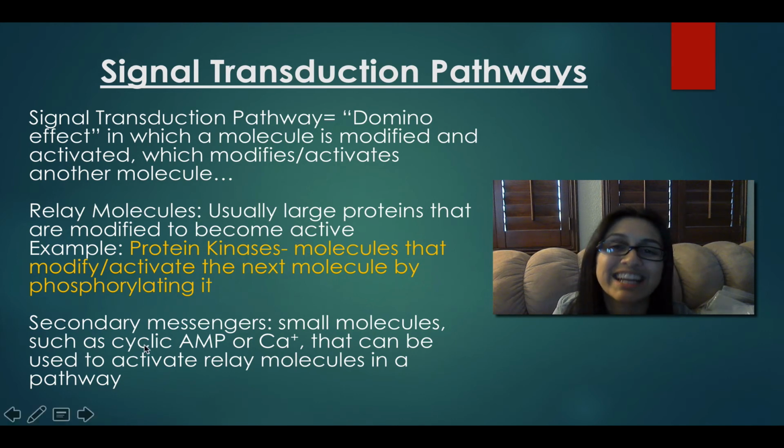And then there are secondary messengers. Secondary messengers are usually not proteins, and they're usually very small. And two really important ones that we'll see in the cell are cyclic AMP, sometimes modified as a lowercase c and then capital AMP, so cAMP. And then there's calcium. Calcium is another important secondary messenger.